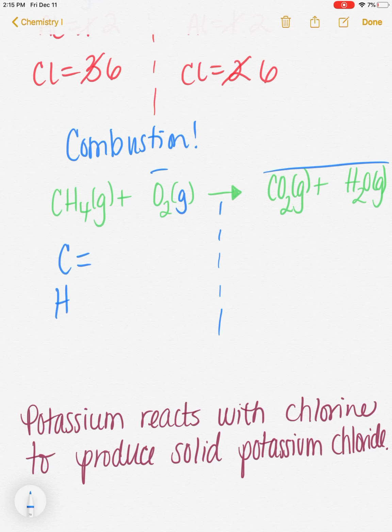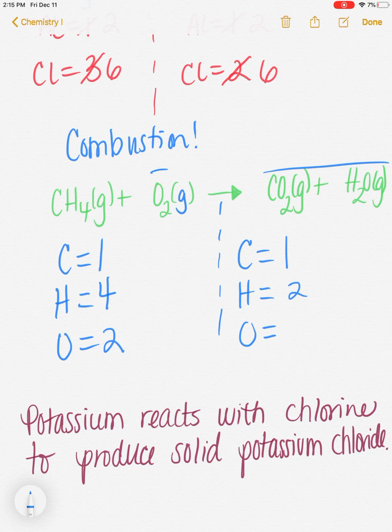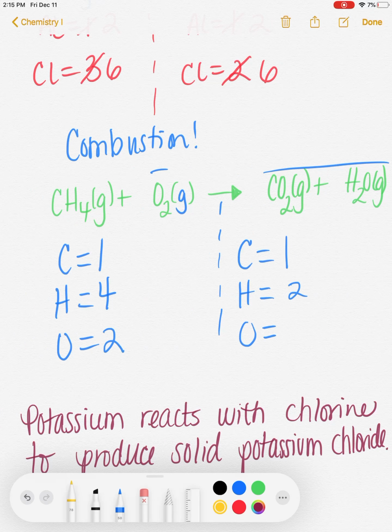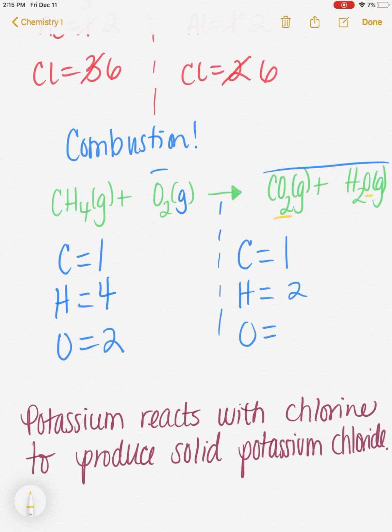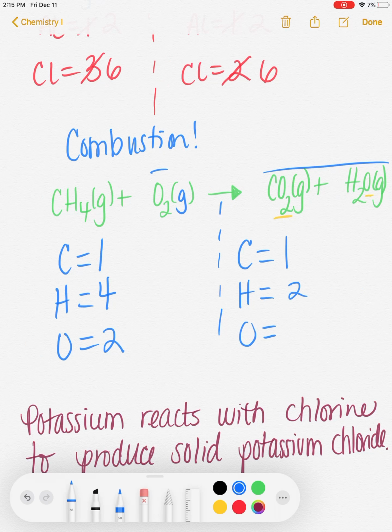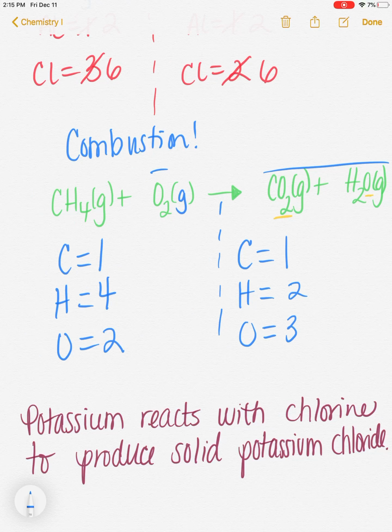We draw our border line. We have carbon, hydrogen, and oxygen on the left side, and carbon, hydrogen, and oxygen on the right side. We count them up. We've got 1 carbon, 4 hydrogens, 2 oxygens on the left side. On the right side, we have 1 carbon, 2 hydrogens. Now, oxygen gets a little tricky here because we've got 2 oxygens here, but we also have another oxygen there. So 2 plus 1 tells me that I have 3 oxygens. This can be a little tricky when you have one element in more than one place on the same side of the reaction.